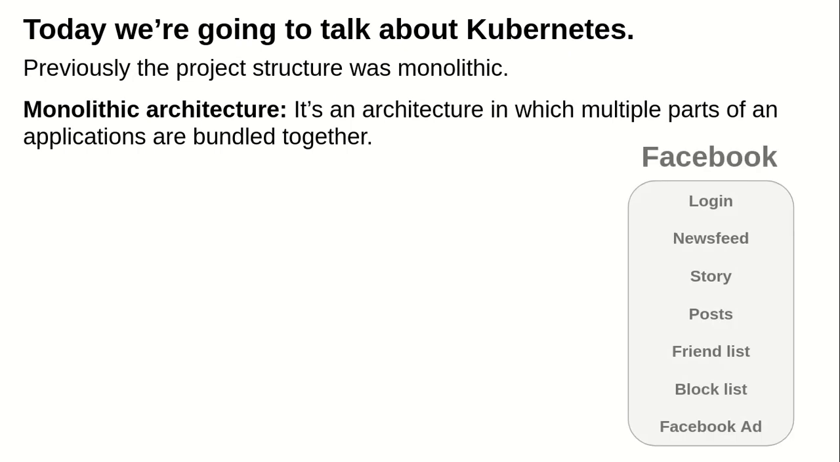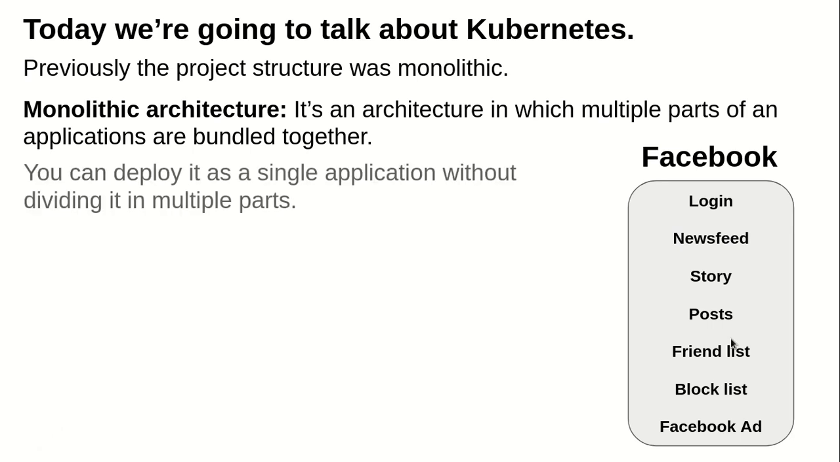Alright, so let's take a look at this. As you can see, here is a Facebook application, and inside this Facebook application there are multiple parts like login, newsfeed, story, posts, friend list, block list, Facebook ad. Alright, and these parts, as you can see, are all combined together. And they are not working independently. So you can deploy it as a single application without dividing it into multiple parts.